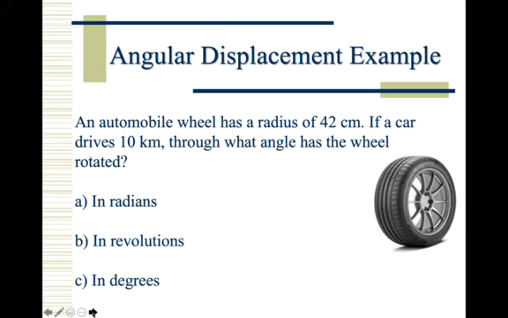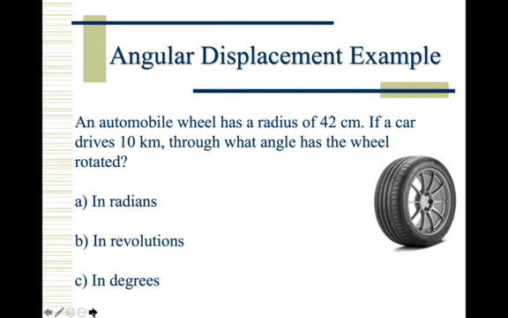Moving on, though, let's try something real quick. Some quick examples of angular displacement. An automobile wheel has a radius of 42 centimeters. If the car drives 10 kilometers, through what angle has the wheel rotated? And you're like, whoa, wait a second. How in the world am I supposed to calculate that?